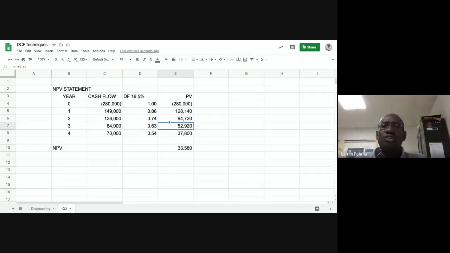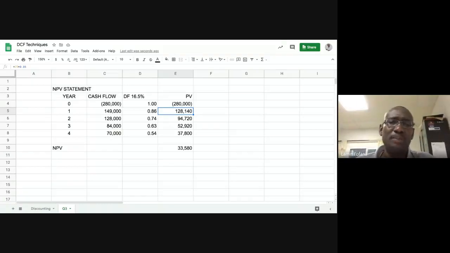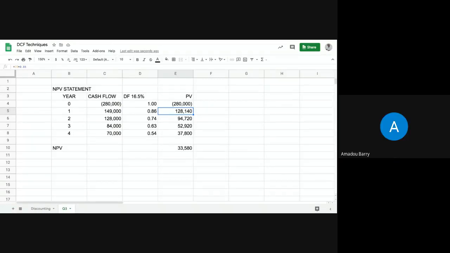Excel has got a special function for it, but I don't want to complicate that with you. You can use the round function, equals ROUND. You round it to a particular decimal place and you multiply. But since you are not going to use Excel in exams, let's do it the way we're going to do it in exams, okay? Roger that.